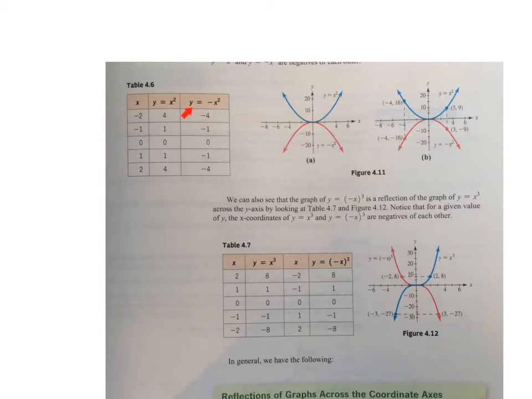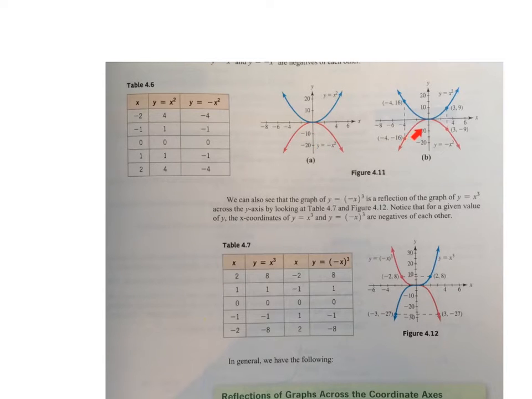Now, if instead we say y equals negative x squared, so instead of x squared, it's negative x squared, we take negative 2 and put that in for x. Negative 2 times negative 2 is 4, and then we take the negative of that, which gives us negative 4. Take negative 1: negative 1 times negative 1 is 1, we take the negative, we get that. Take 2: 2 times 2 is 4, put the negative on it, we get negative 4. And notice what happens. In this case, we get the red graph.